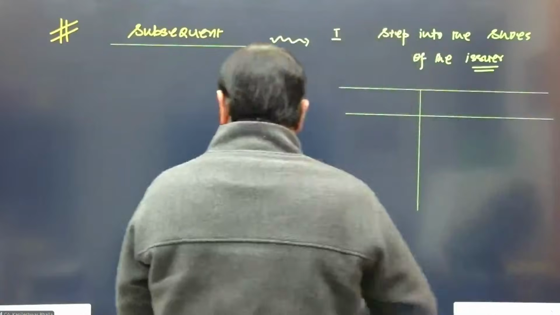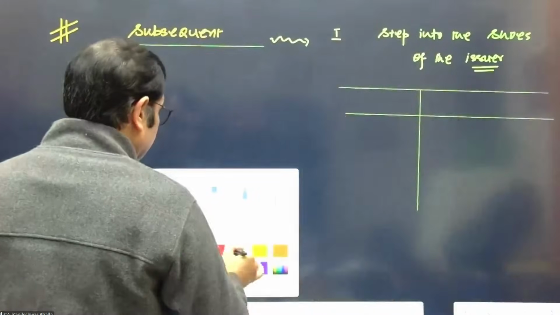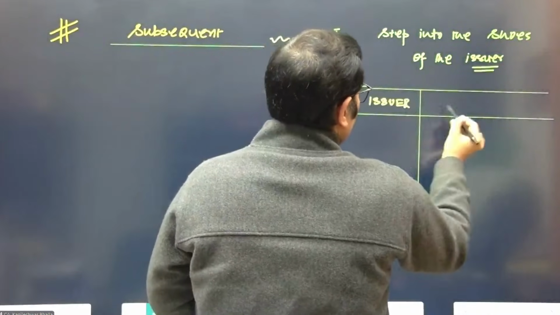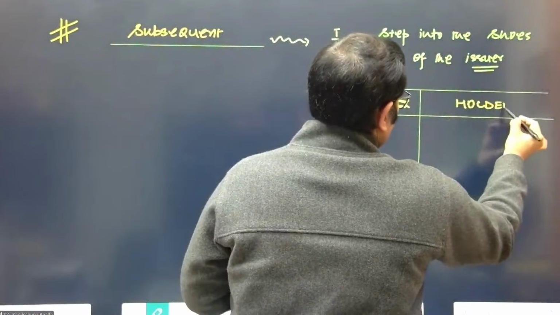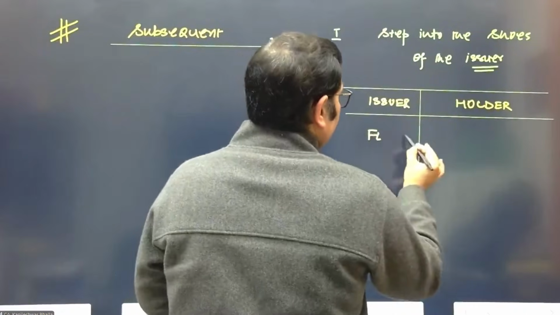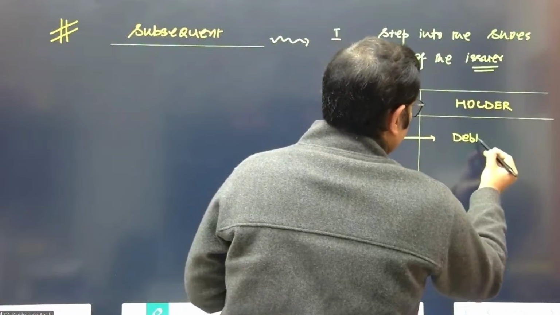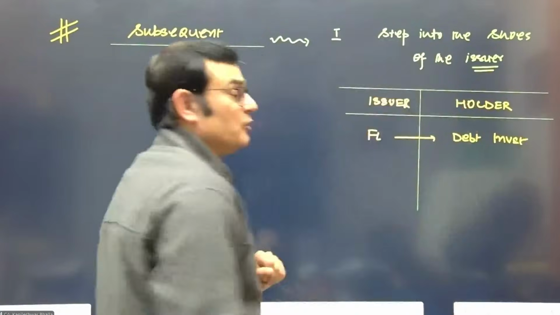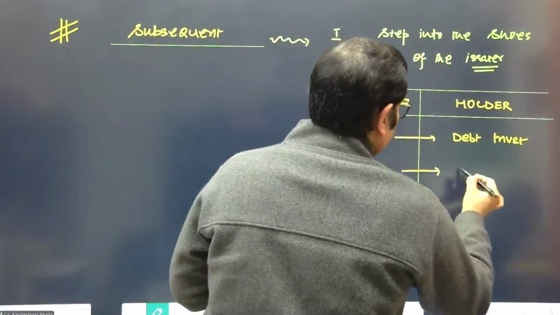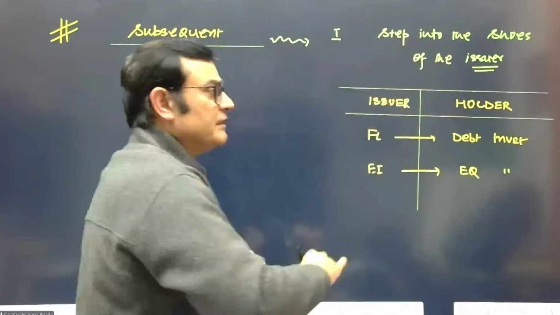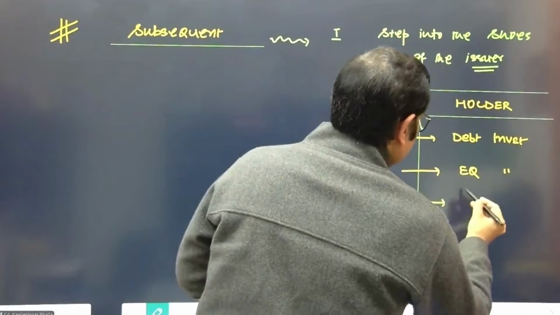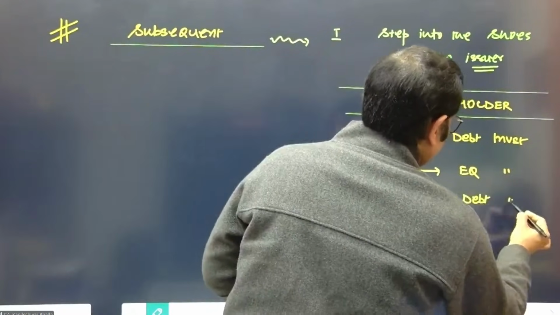And once you step into the shoes of the issuer, you are able to decide the inputs from the holder's perspective. So we'll look at the instrument from the point of view of the issuer. If he says it is a financial liability, it becomes a case of debt investments from the holder's perspective. When it becomes an equity instrument for the issuer, it becomes a case of equity investment for the holder. When it becomes a compound financial instrument, then it becomes again a case of debt investment.